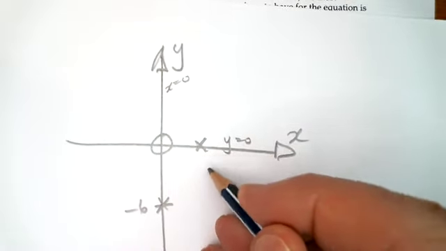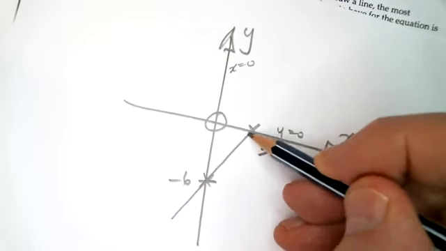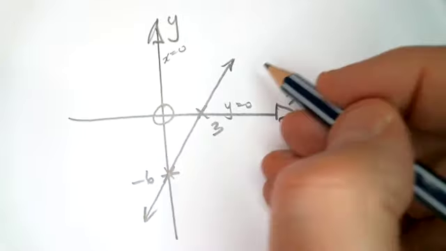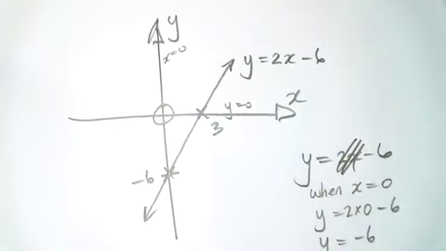So what we've done now is we've found the x-intercept. There it is, x is 3. So now when we come to sketch this, we can draw straight through here. Here is our line, and this is the line of y is equal to 2x minus 6.